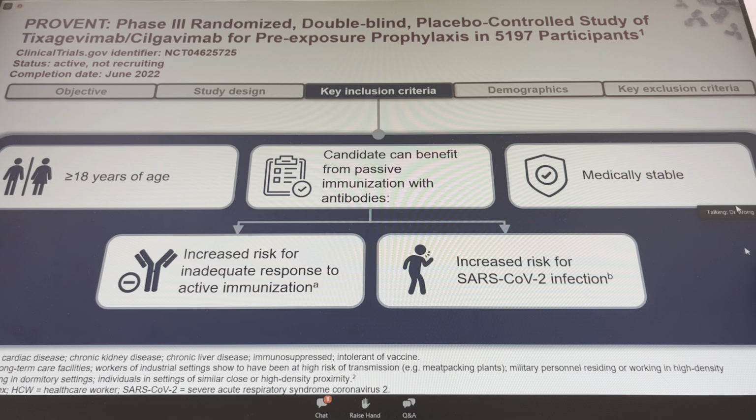Essentially we are looking at the adult population, patients who can benefit from passive immunization, meaning that they did not respond well to prior immunization. And of course, they are stable, and they are at increased risk for SARS-CoV-2 infection and also for severe disease.